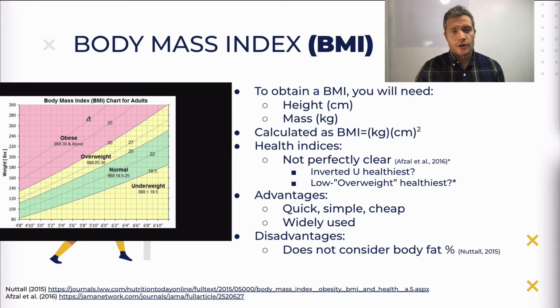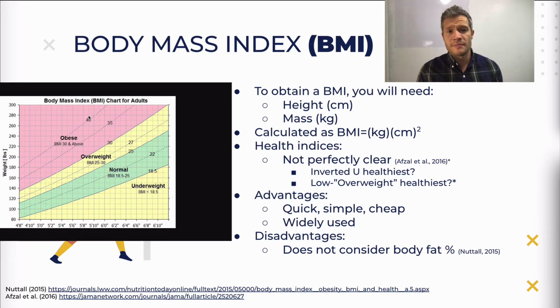Now, as far as health indices, what do I mean by that? Health indices are predictors of those two terms I said before: morbidity, mortality, and other health factors. So how useful is this? Well, it's not really clear. The body mass index used to be very, and still is, widely used as an indicator of health risks and stratifications, but it's really not as clear as we thought.